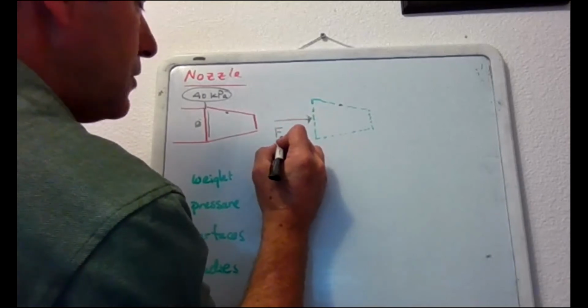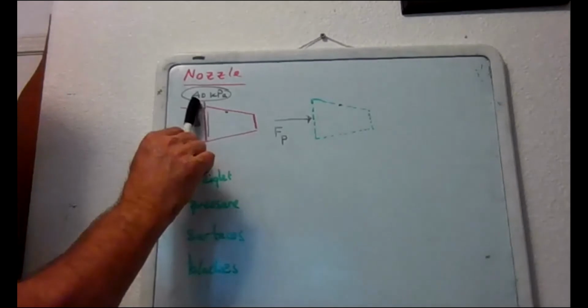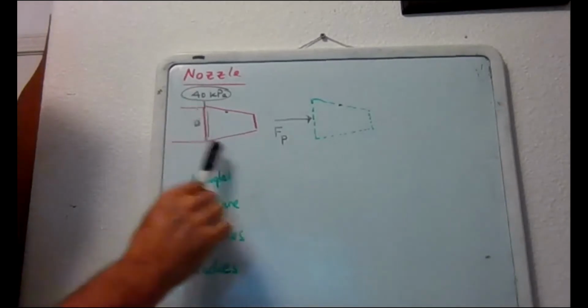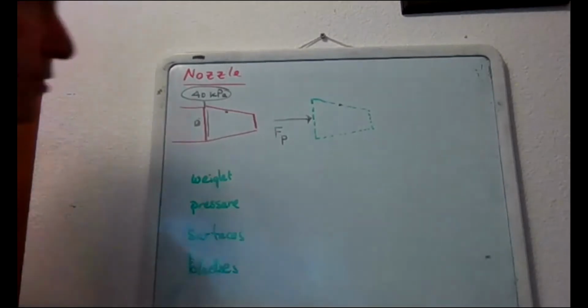You can use whatever notation you want, but I'm saying it's the force of the pressure. By the way, could we figure out a number for that? Well, we know this pressure, and we know this inlet area, so we can come up with a number on that. Hey, we've got another surface to go.